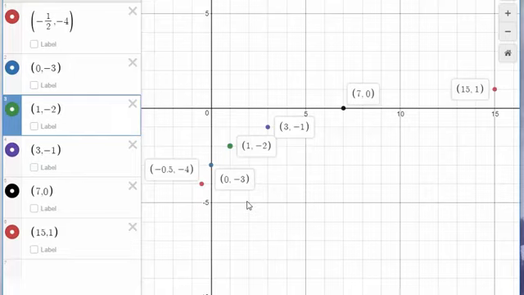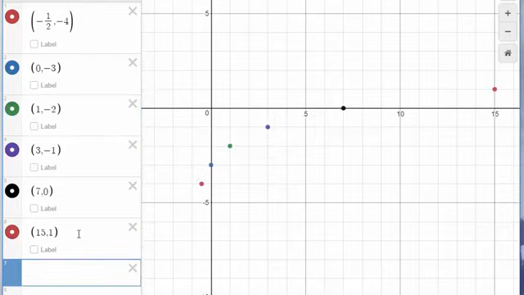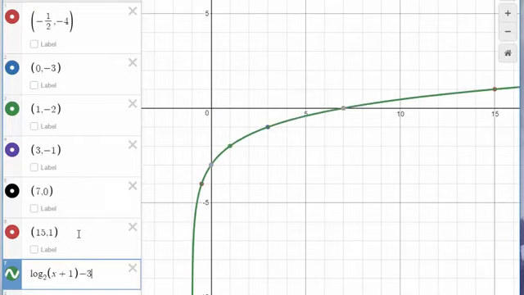Okay, so these are the points, and if you observe these points, you will see that they seem to be on a curve, and this curve tends to come from negative infinity, from down here. We don't know if this curve converges anywhere. So what I will do now is graph the actual function for you, log with base 2 of x plus 1, and I subtract from here the number 3.